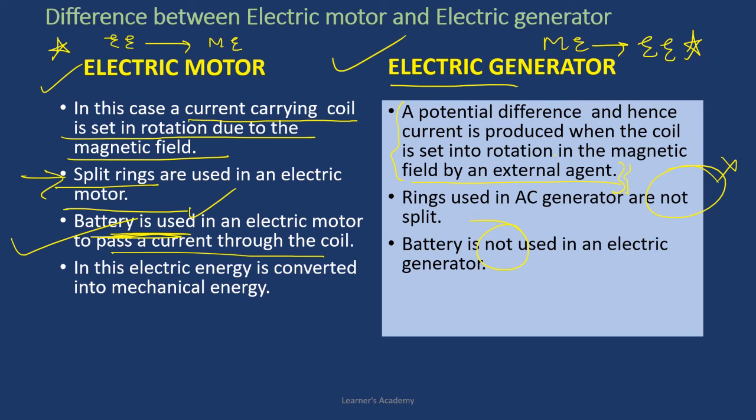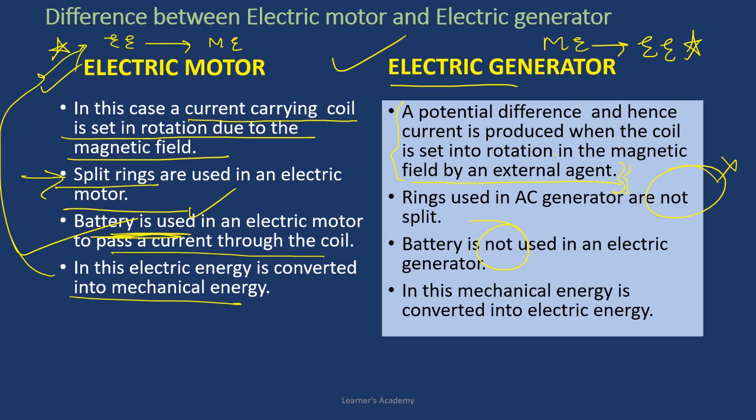In the electric motor, electric energy is converted into mechanical energy. This is the point which I have already discussed in the beginning. And in case of electric generator, mechanical energy is converted into electric energy, which I have already discussed. Now, the electric motor is based on the principle that a current carrying conductor placed in a magnetic field experiences force. The principle is not written here.